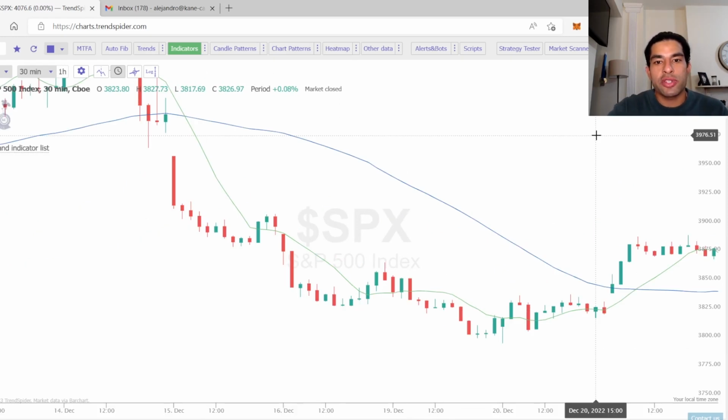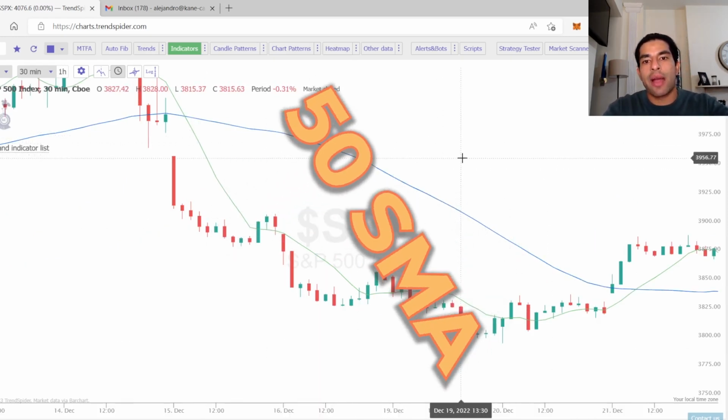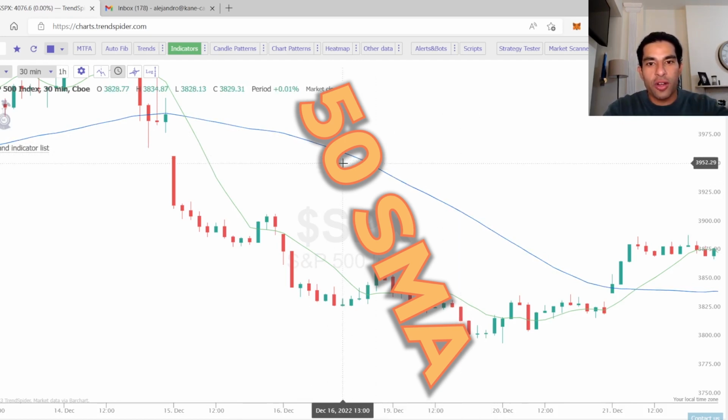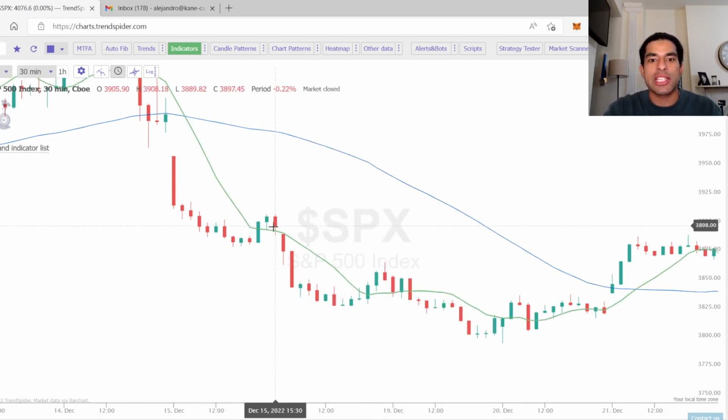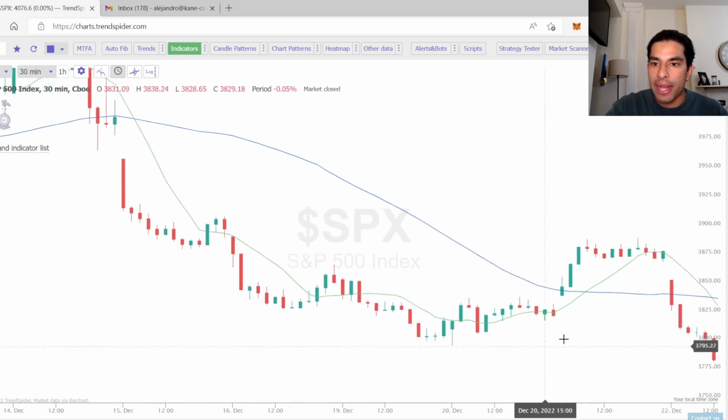And vice versa, the same is true when the angle of that 50 SMA is sloping downward and it's moving strongly downward. We would expect these pops to be shorted. We expect all the pops under the 50 SMA to be fake bounces to be shorted until we break back above the 50 SMA where bulls regain that control.